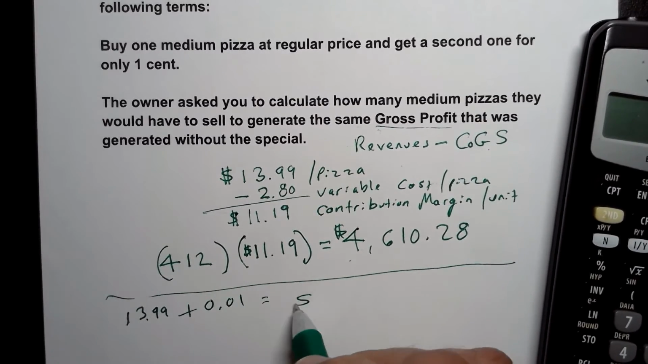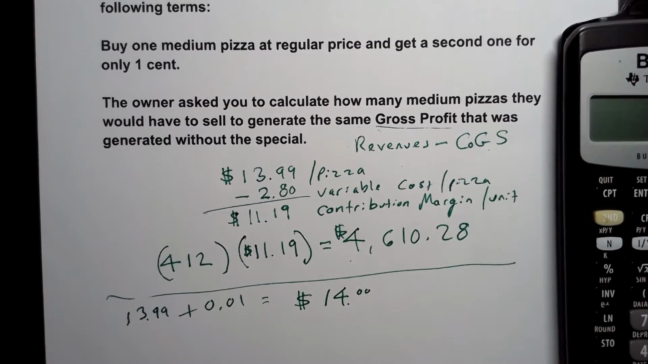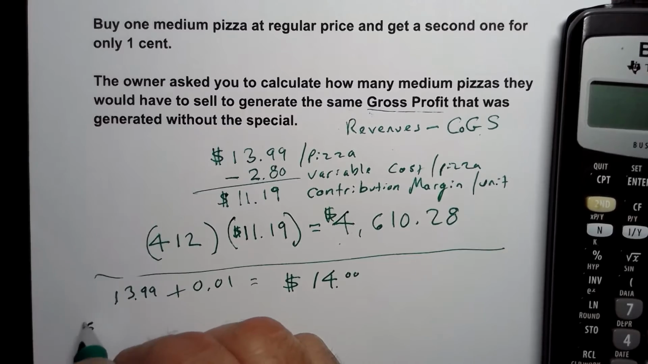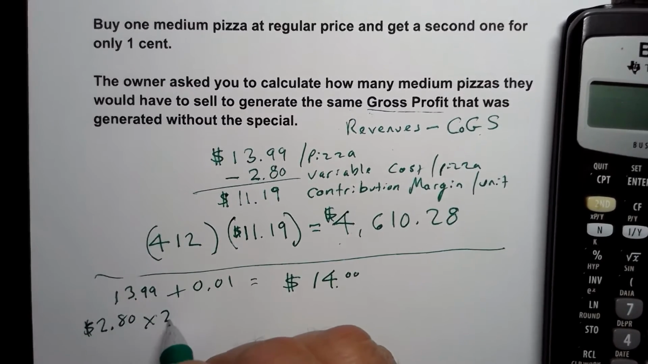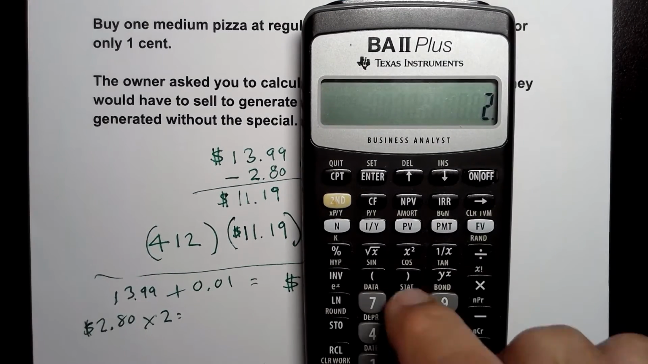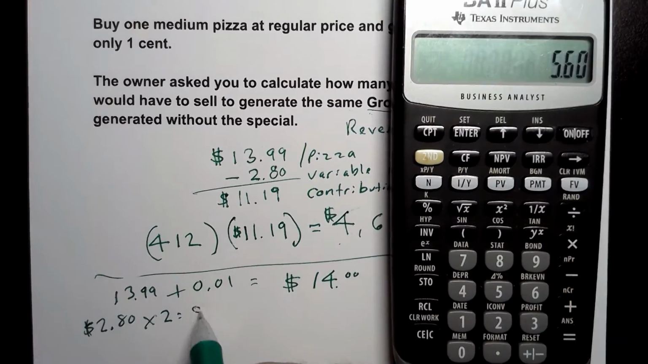So our new revenue is $14 even. And since there's 2 pizzas, our variable costs have gone up. For 1 pizza, it's $2.80, but I'm multiplying that by 2 because there's 2 pizzas to make. So I'm going to clear that out. $2.80 times 2 is $5.60.